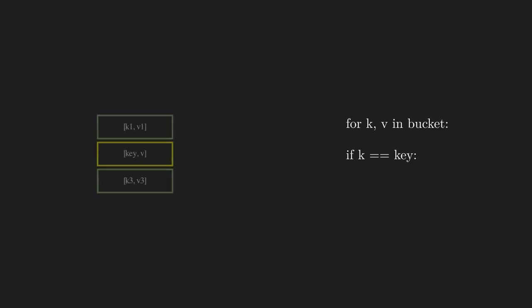Next, we iterate through the key value pairs in the bucket to find our match, for k, v in bucket. We check if the current key k matches our target key. If k equals key, we have successfully located the data, and we return v.